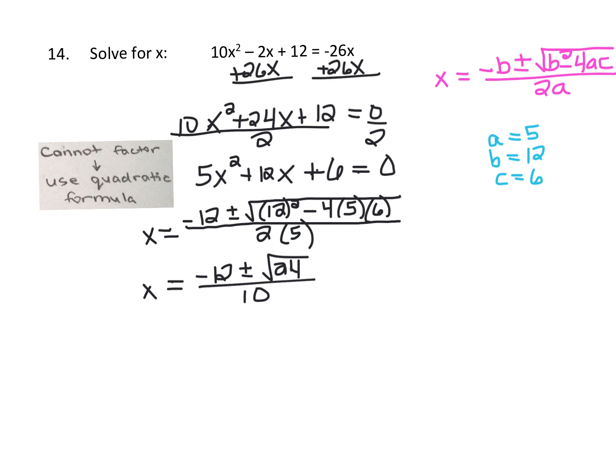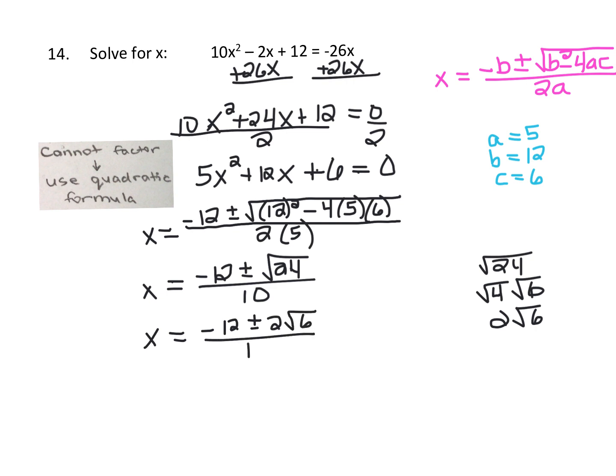So off to the side here, I'm going to break down the radical 24. Okay, so the biggest number that divides evenly into 24 that's a perfect square would just be 4. So I'm going to break this up into radical 4 times radical 6. And since the square root of 4 is 2, we get 2 radical 6. Okay, so I'm going to rewrite this, and where I see the radical 24, I'm just going to replace it with a 2 radical 6. So that's the only thing I'm doing at this point. I'm just replacing radical 24 with what it's equivalent to.